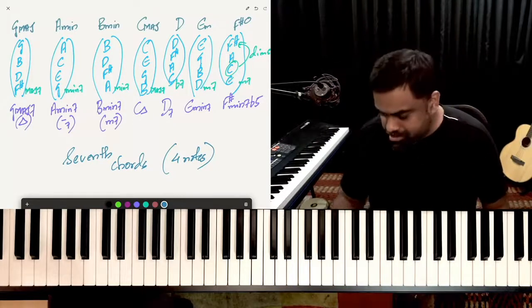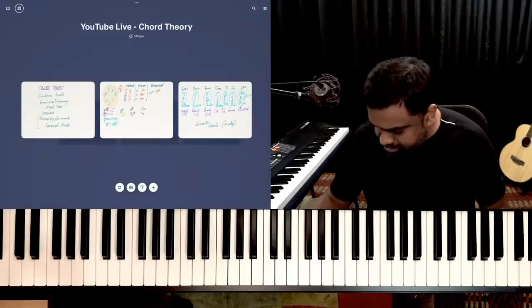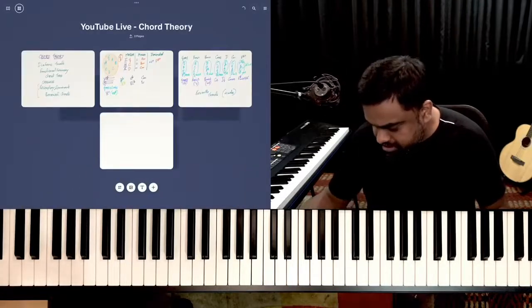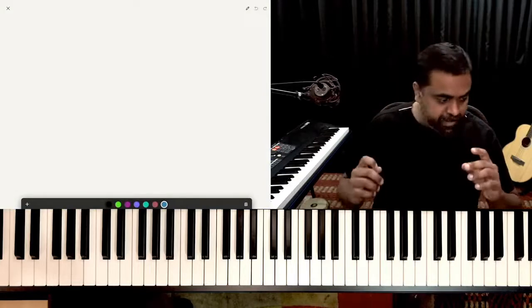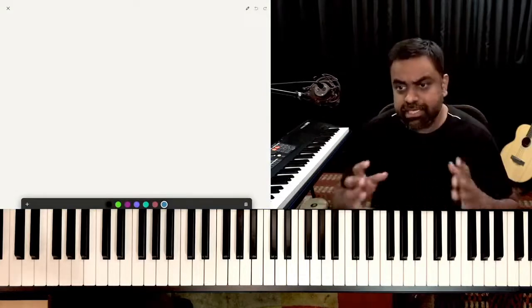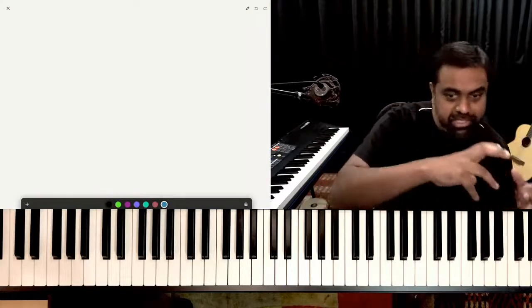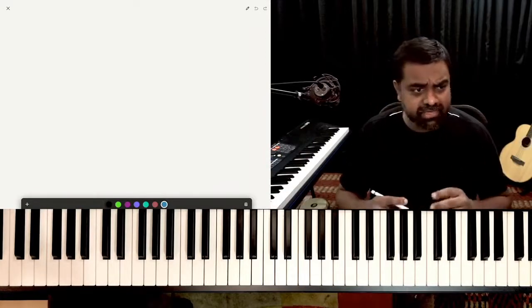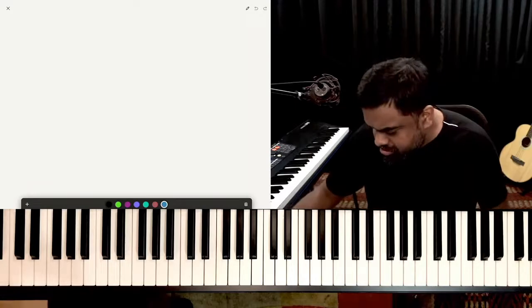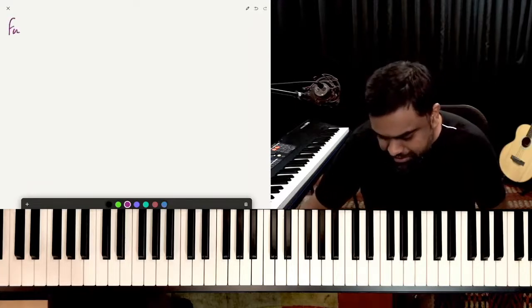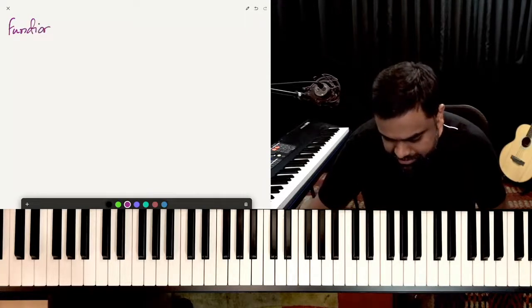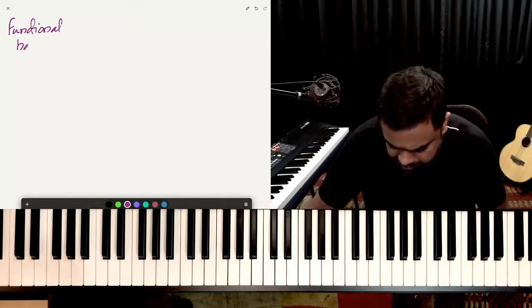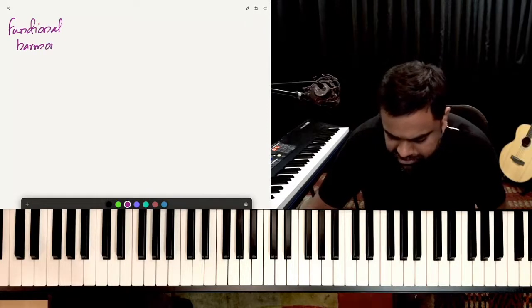So, okay, we've covered triad formation, we've covered 7th chords. But we haven't really seen how these chords connect with each other. How do you go from this chord to the next chord? So a standard tool which musicians use is what we call functional harmony. Functional harmony basically shows you the function of the chord.